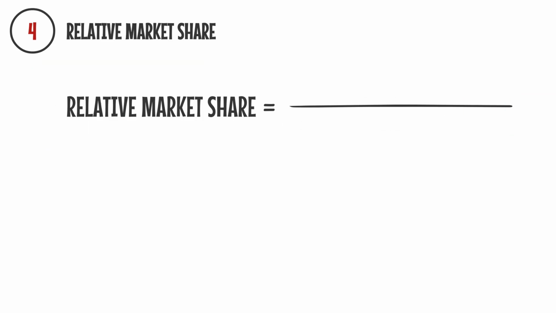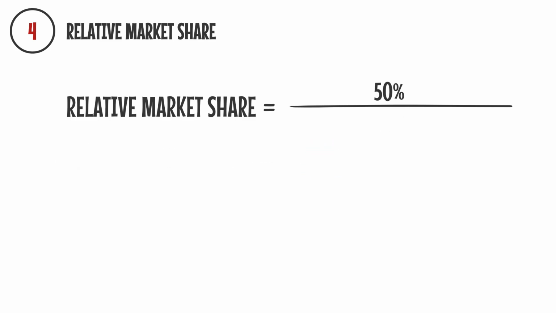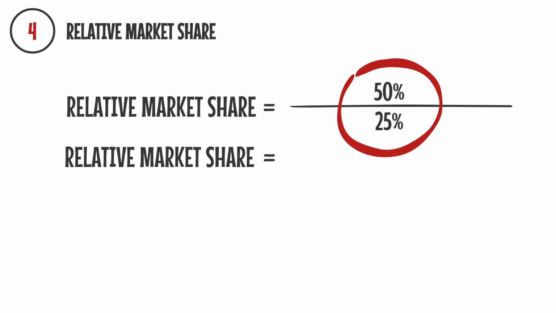For example, your company has a 20% market share in the shirts market. Your largest competitor has a 50% market share. Therefore, your relative market share is 20% divided by 50%, or 0.4. Second example, your company is the market leader and has a 50% market share in the shirts market. Your largest competitor has a 25% market share. Therefore, your relative market share is 50% divided by 25%, or 2.